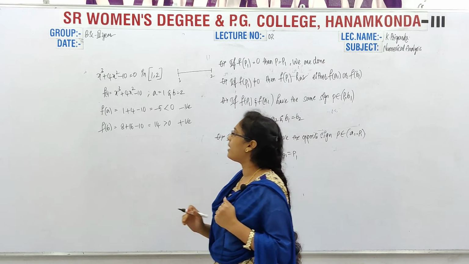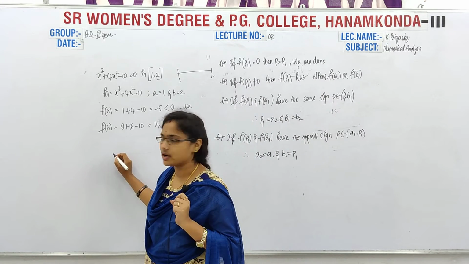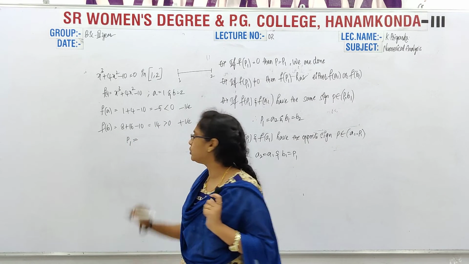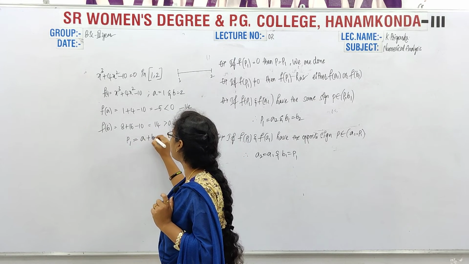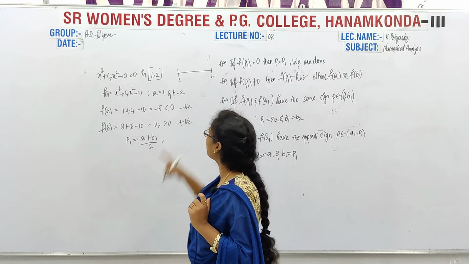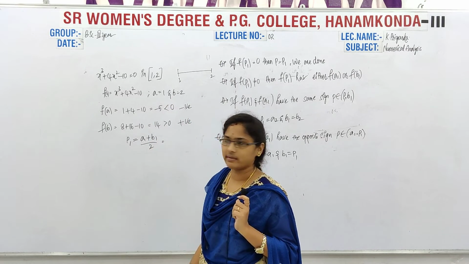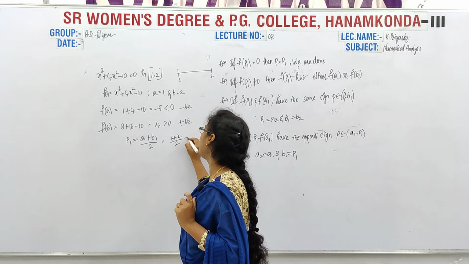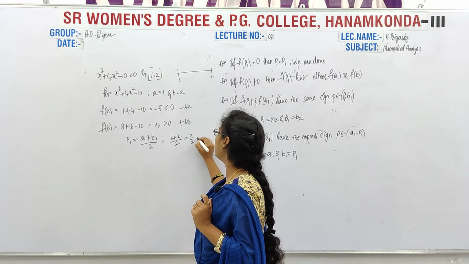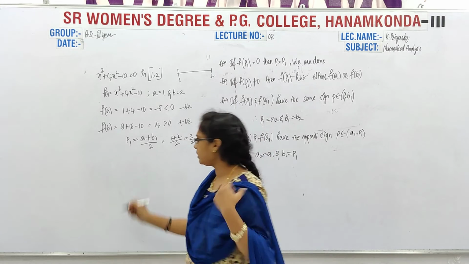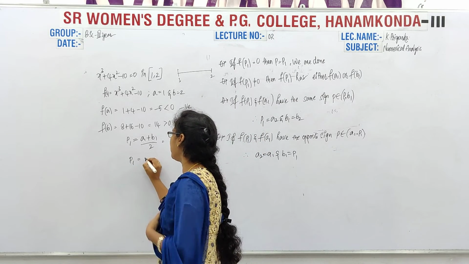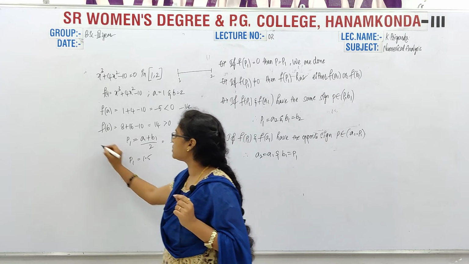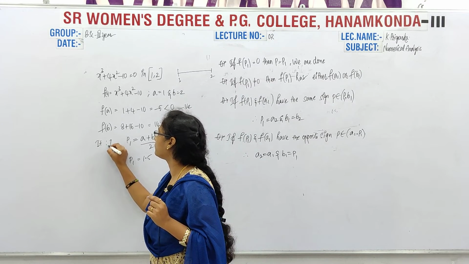So now what do we have to do? We have to calculate P1. So what is the formula? P1 is equal to A1 plus B1 by 2. What is A1 here? A is equal to A1, B is equal to B1. So 1 plus 2 by 2, that is 3 by 2, which means 1.5. So the value of P1 here is 1.5. Of course, this is iteration 1.